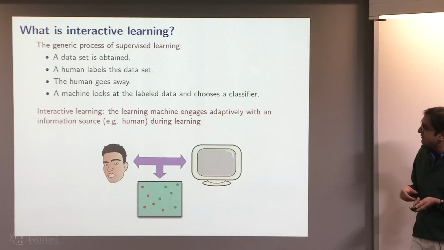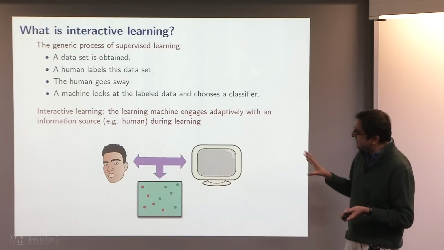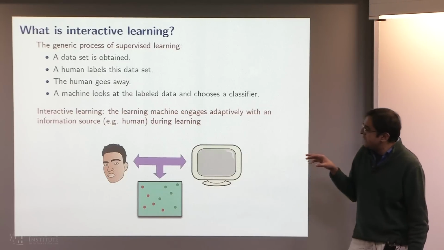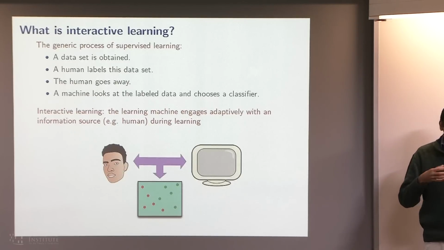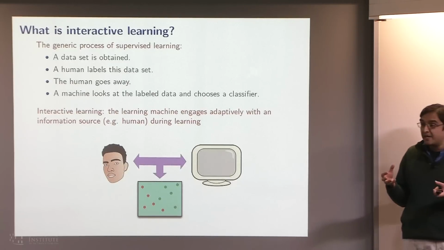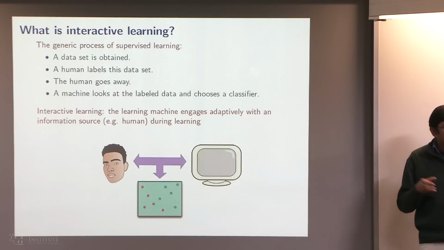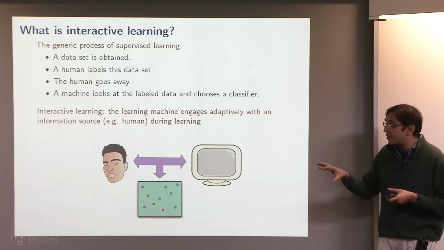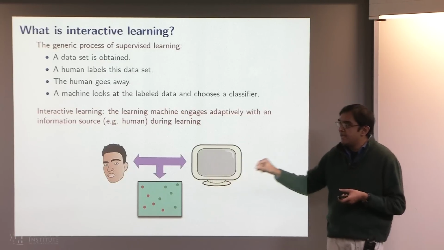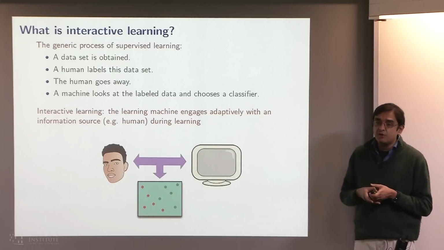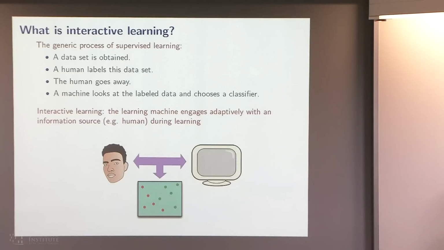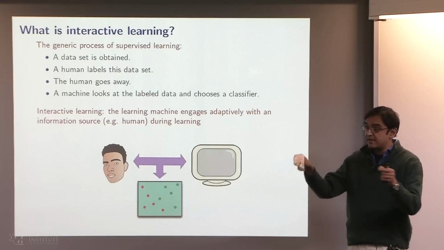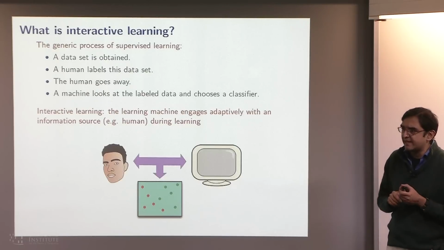Interactive learning refers to various scenarios, including those in which the learning machine interacts or engages adaptively with a human while learning is taking place. So it's like the human and the machine are kind of puzzling over the data set together. And sometimes it's actually not a human being. For example, the machine might be interacting with a robot that is conducting biological experiments, or the machine might be doing experiments on a network, like measuring latencies or stuff like that.